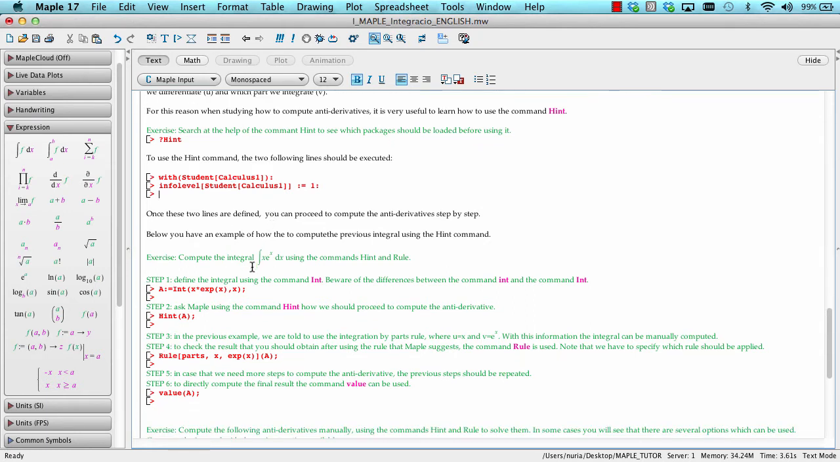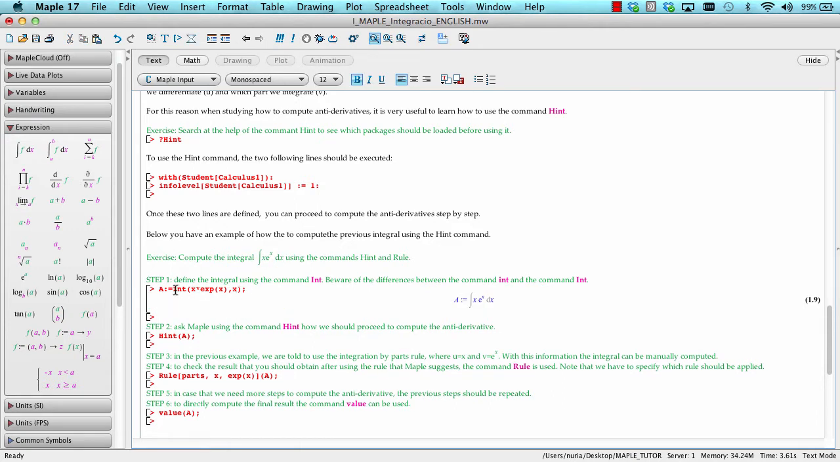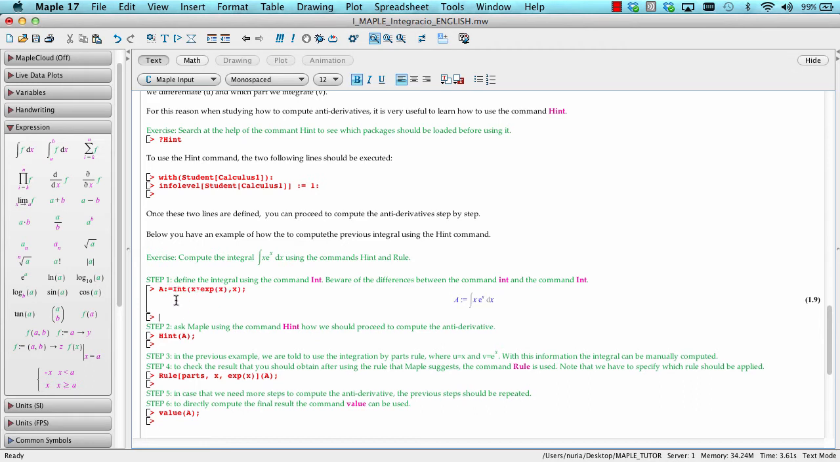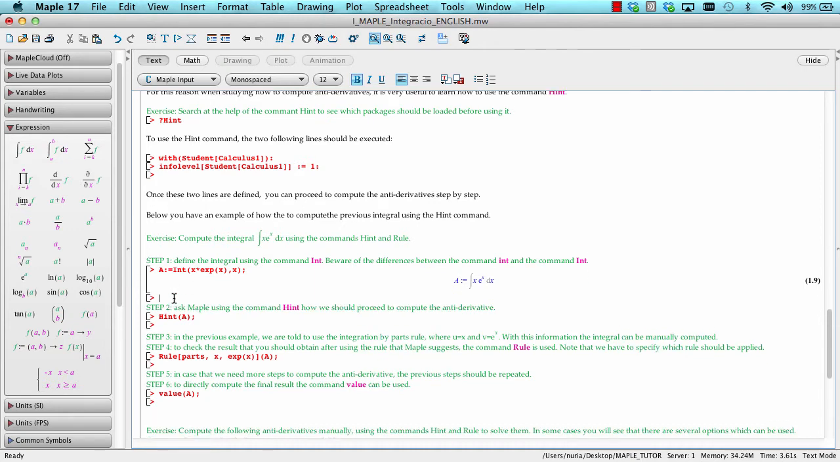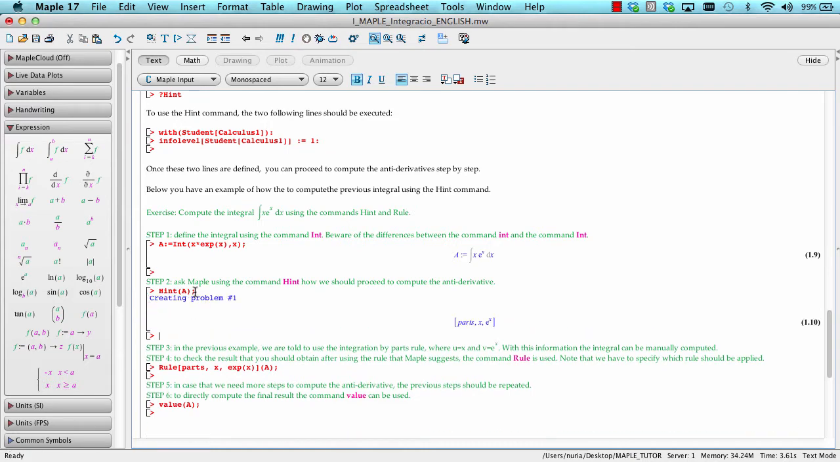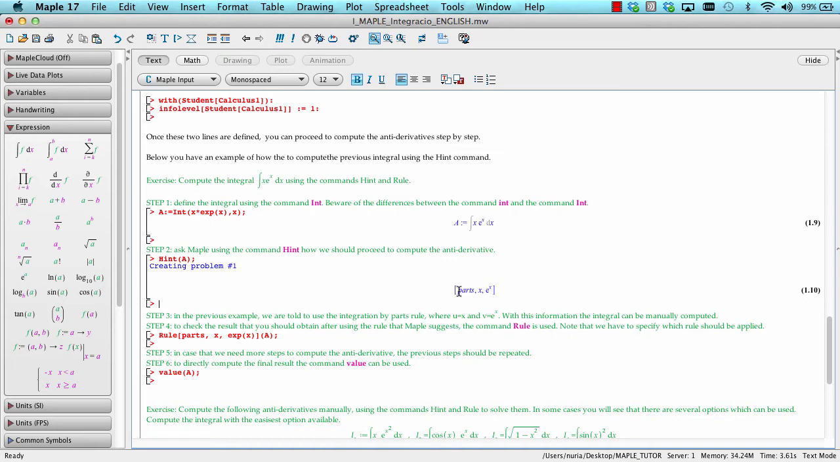So now let's see how to compute this x times e to the x integral using the hint command. The first thing we have to do is to introduce the integral with a capital I. If I use the small i, I get directly the result, but now I don't want to get the result. I want to do it step by step, so I introduce Int with a capital I. And now I ask, help me with this integral. And it says, you have to use parts where one of the functions is going to be x.